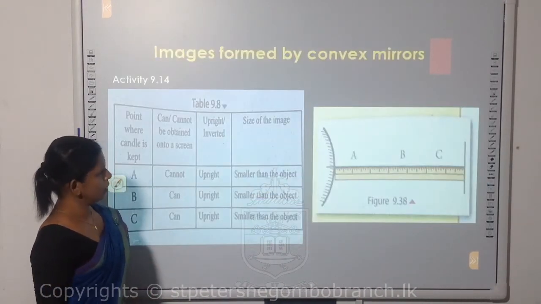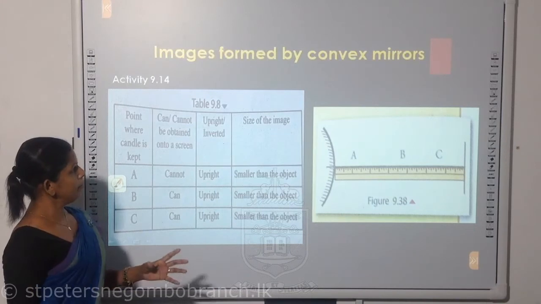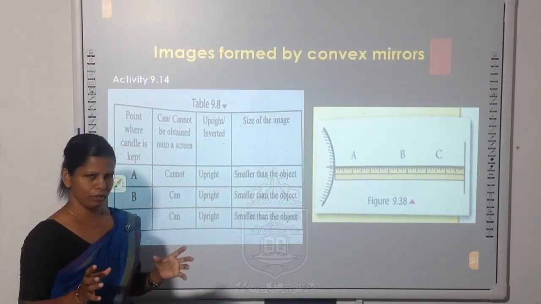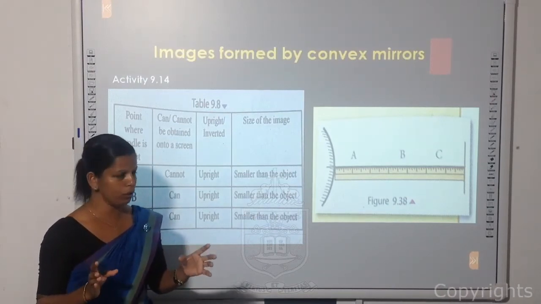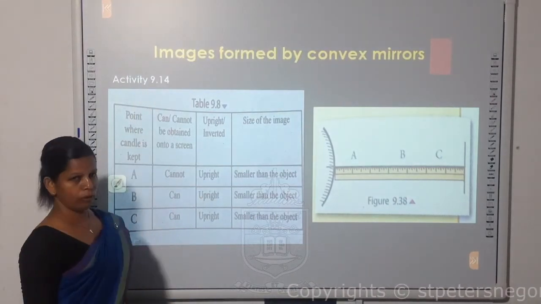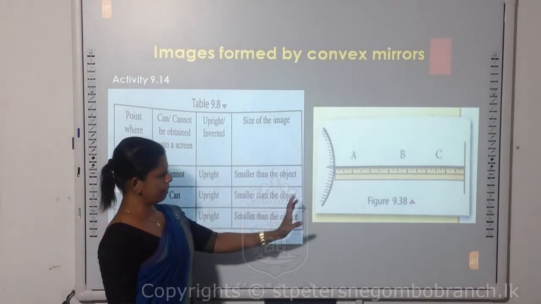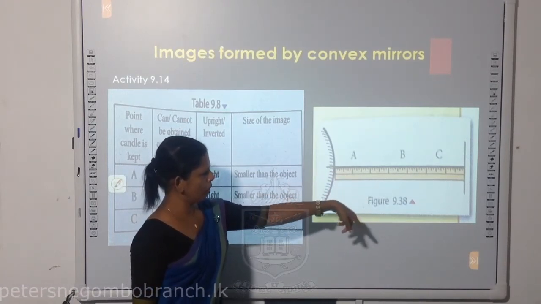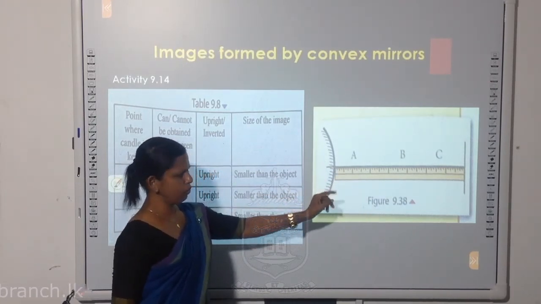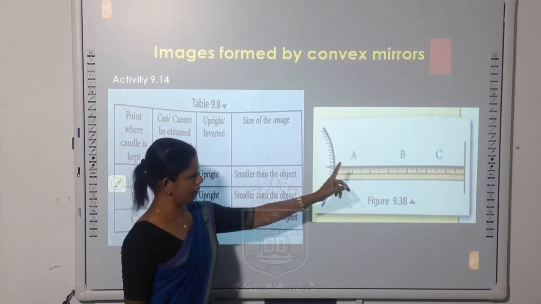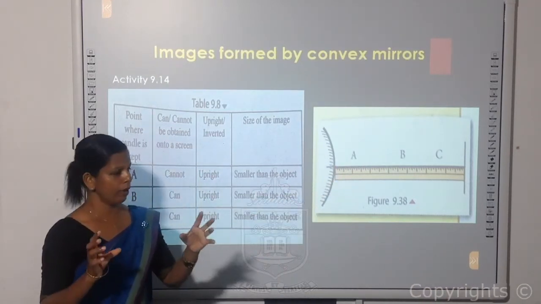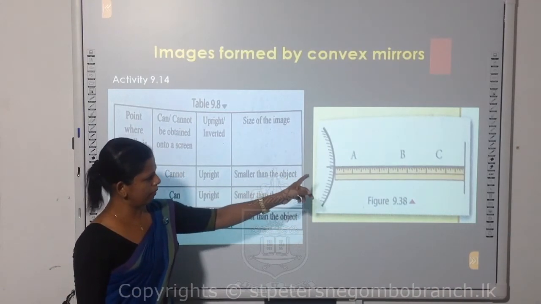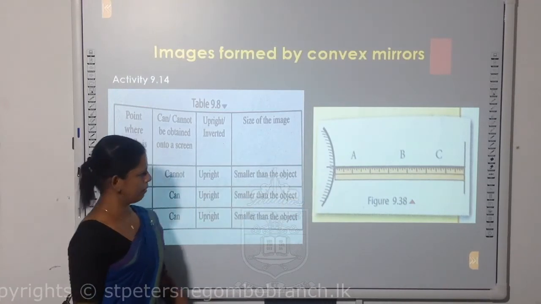Then we are going to talk about, the same as before, images formed by a convex mirror. There is a small activity, which is also in your textbook. That is activity 9.14. Same as the previous one, we have to keep the convex mirror and the screen there, with the ruler in between, and we have to keep the lighted candle at positions A, B and C. Then we have to observe the features of the image which is formed when we are keeping A, B, C positions. So let's see.